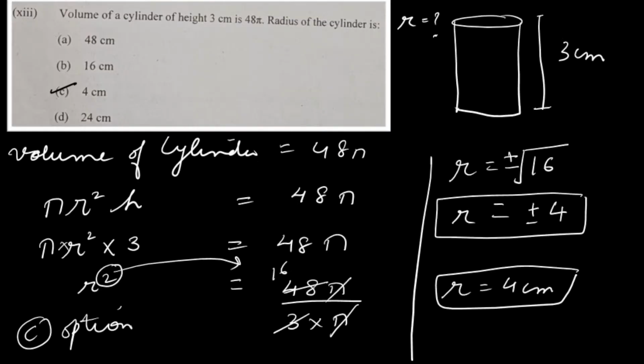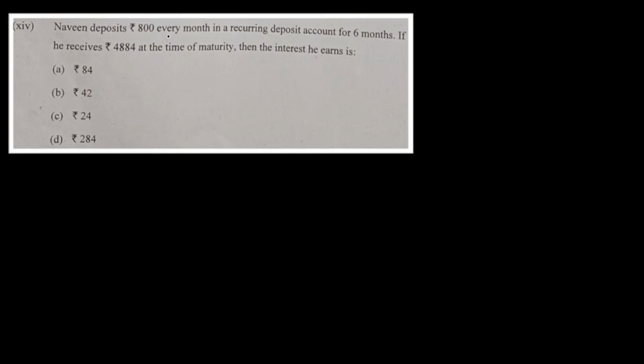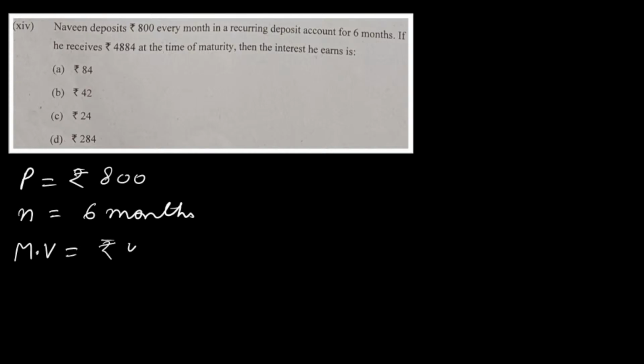The 14th question. Naveen deposits. This is a question from banking. Naveen deposits rupees 800 every month in a recurring deposit account for 6 months. So the amount deposited every month is P, the principal, which is equal to 800. Time is given to us, N is equal to 6 months. And he receives 4,884 at the time of maturity. So the maturity value is given to us, that is 4,884. Then the interest he earns, so I we have to find.